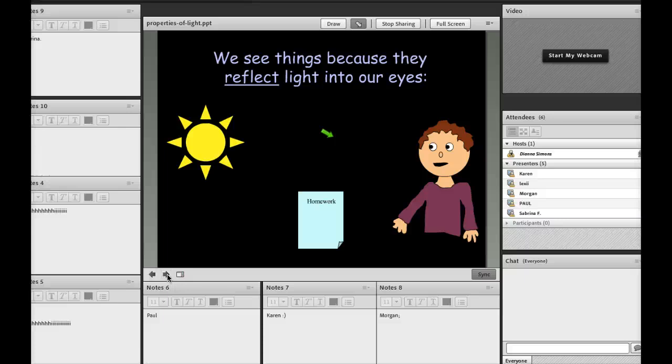So we see things because they are reflected into our eyes. So the sun reflects off of a piece of paper, and that reflects into your eyes. And not only the sun, light also reflects into your eyes.